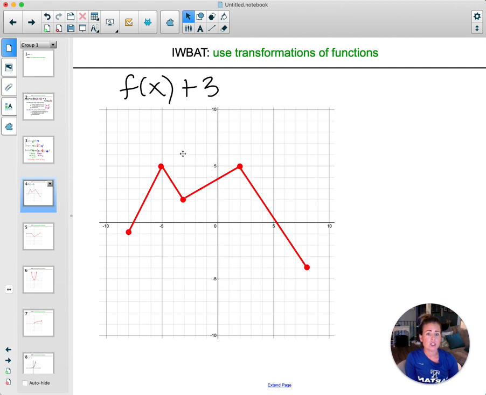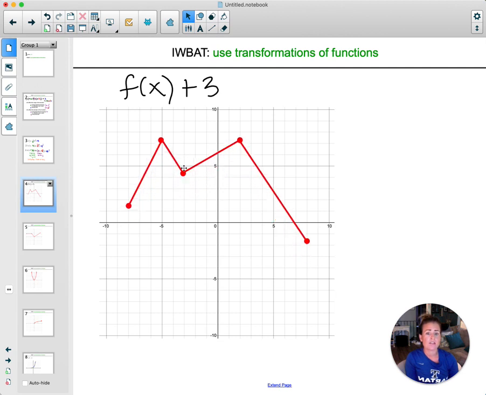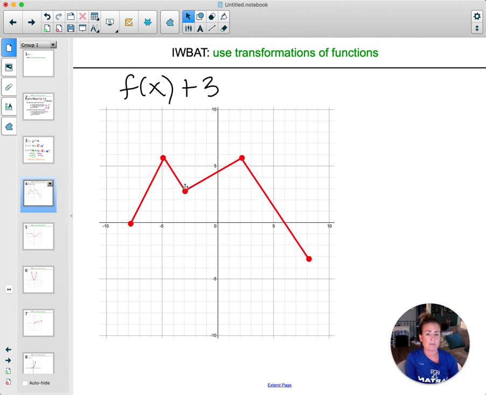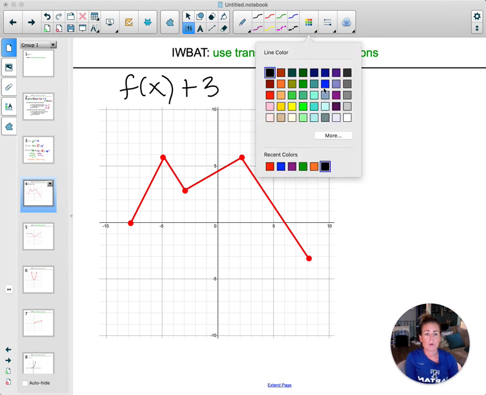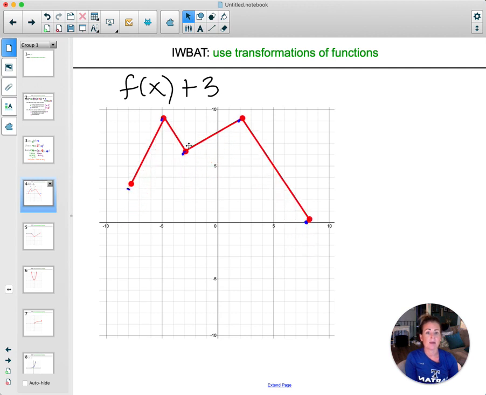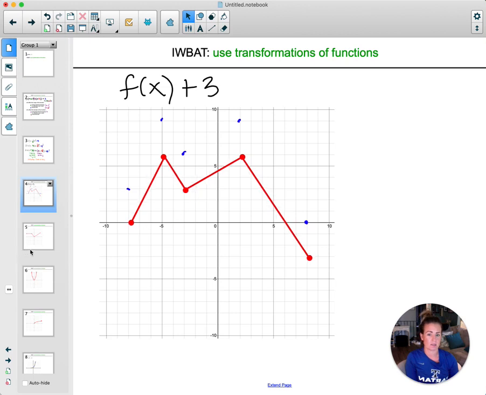So plus 3 just means you're going to take this graph and literally just shift everything up 3 units. So it started here. We're literally just going to take every point and move them up 3. If you weren't able to just pick it up like I did, you would just count up 3 from each of these points. And then you could connect those. So you're literally just going to pick it up and move it up 3 units. And that's how you do a vertical shift transformation.